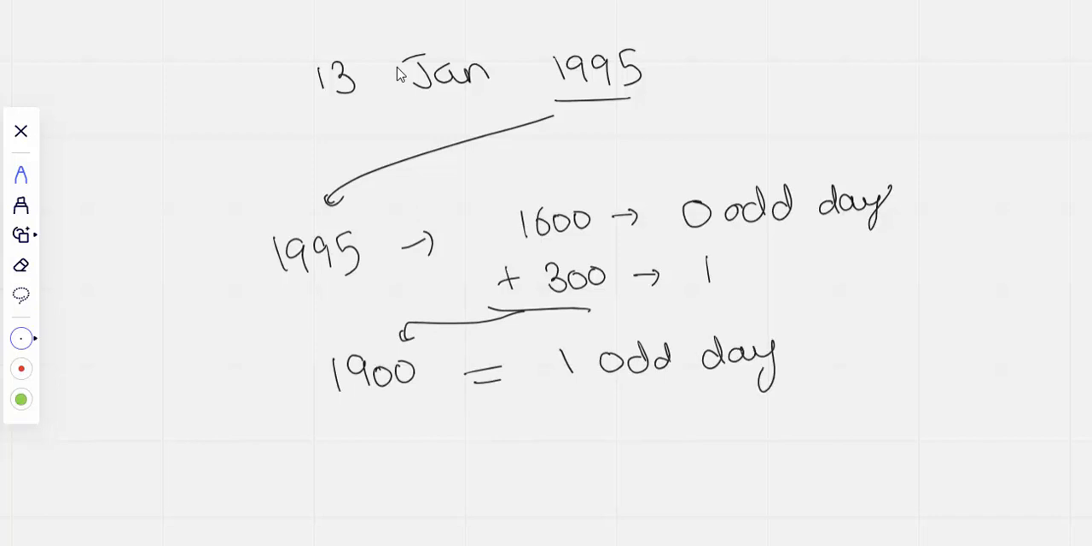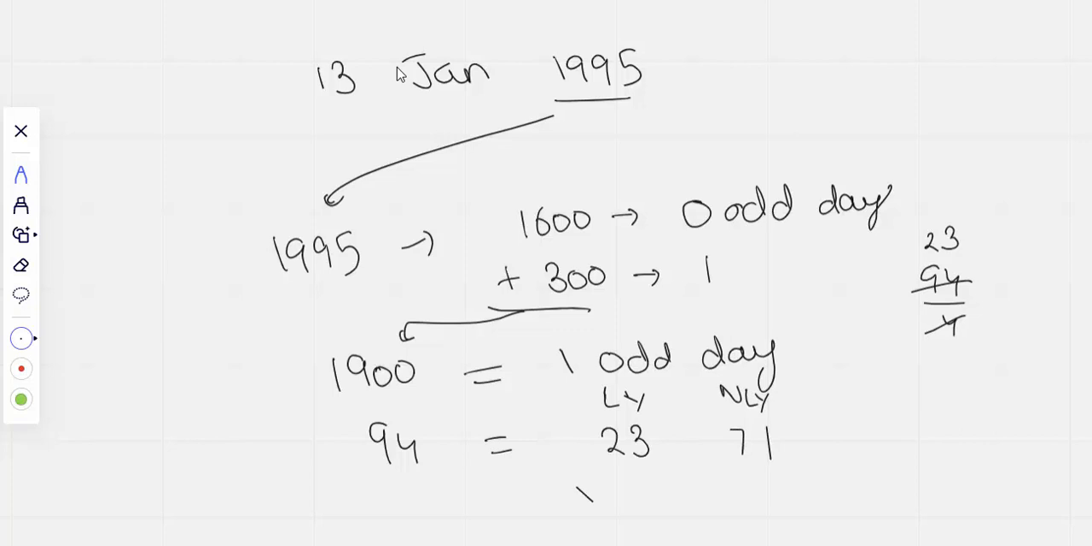So what we'll do, we will not take 95 as the year, we'll try to reach 1 year before 95, that is 94. Okay, so how many leap years are there till 94? 1901 to 94, we'll divide by 4. 94 divided by 4 gives 23. So in total 23 leap years are there. And how many non-leap years are there? You subtract 23 from 94, and you will get 71.